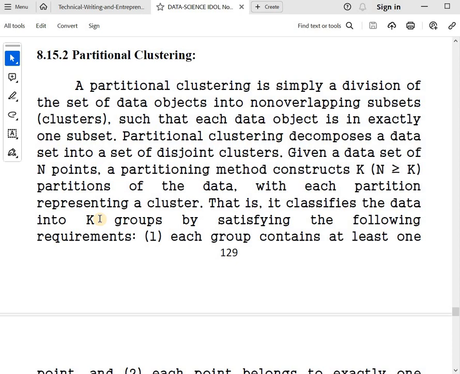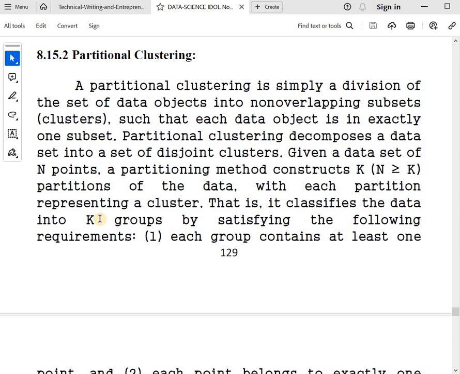So partitional clustering means what? We are trying to divide whatever data points we have, whatever data objects we have, into non-overlapping subsets. Now these non-overlapping subsets is what I call clusters.